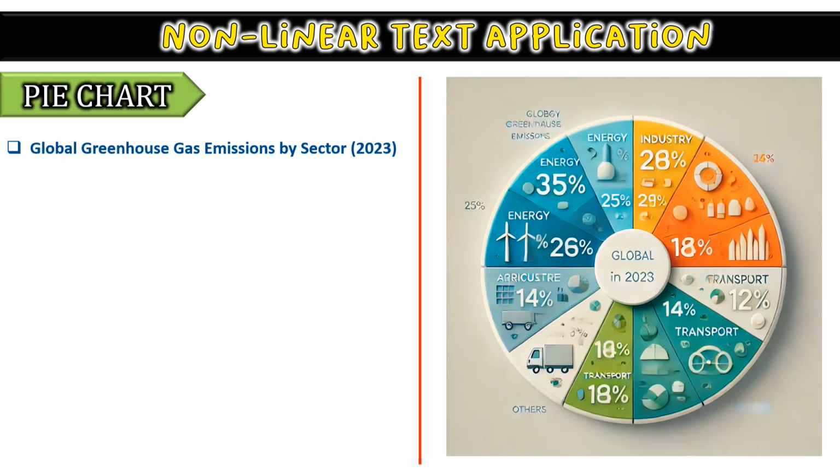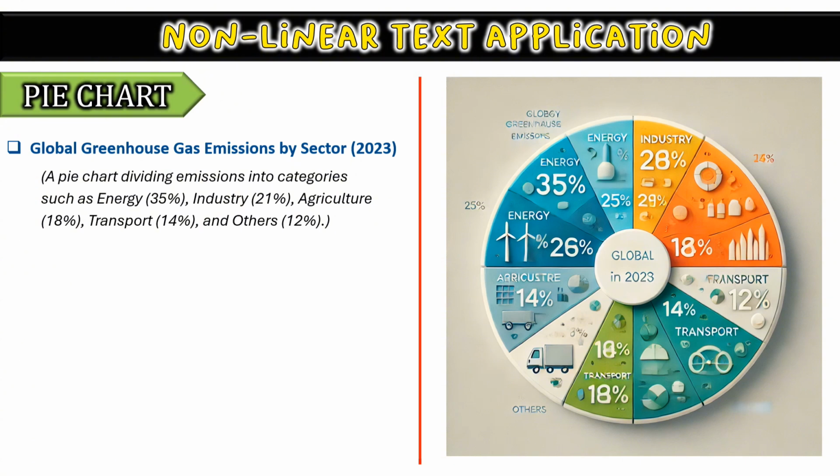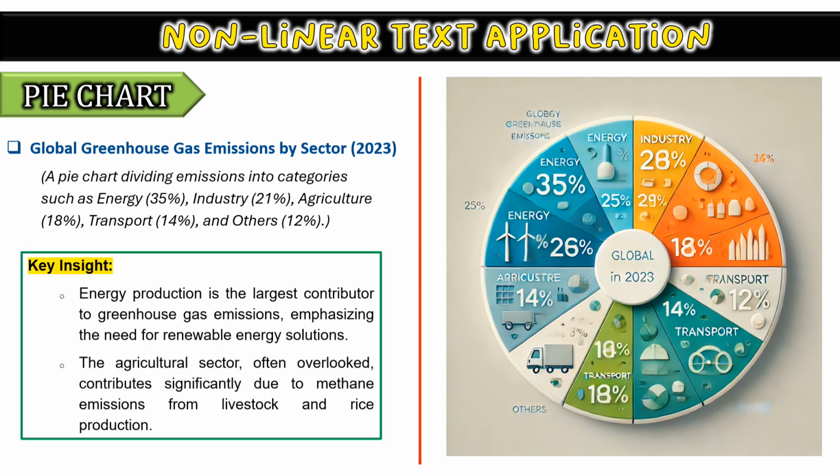Next is a pie chart dividing emissions into categories such as energy, industry, agriculture, transport, and others. Energy production is the largest contributor to greenhouse gas emissions, emphasizing the need for renewable energy solutions. The agricultural sector, often overlooked, contributes significantly due to methane emissions from livestock and rice production.